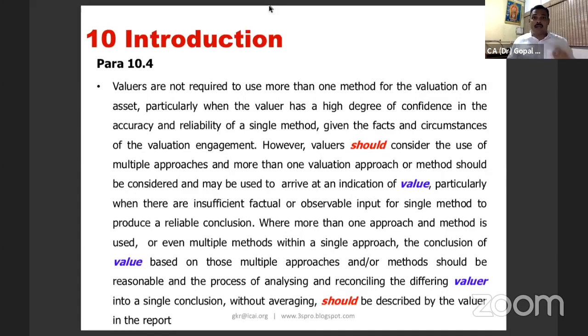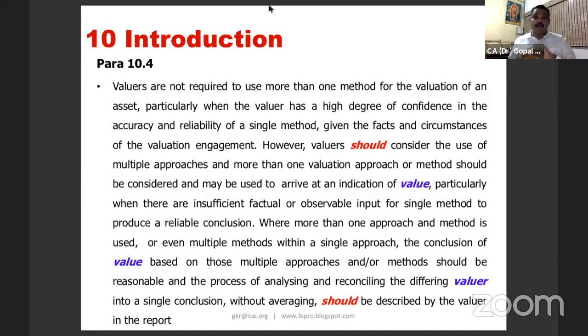They are not required to use more than one method of an asset, particularly when the valuer has a high degree of confidence in accuracy and reliability of a single method, given the facts and circumstances of the valuation engagement. That means purpose. With respect to the purpose and with respect to the inputs, you have chosen one particular method and you have a high degree of confidence in that, reliability in that, then you don't need multiplicity of methods. Okay, this is one prescription.